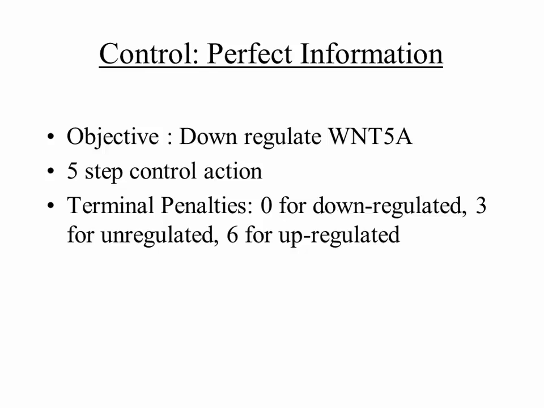And remember, terminal penalties, we said, we are going to assign in such a way that the bad states have high terminal penalties. Now, in this case, which are the bad states? Those are the states that have WNT5A high. Remember, because if WNT5A is high, that means the melanoma has a high chance of metastasizing. So we assigned 6 for when WNT5A is upregulated. We assign 0 for when WNT5A is downregulated, that's a good state. And 3 when WNT5A is unregulated. That means it's basically falling in the band around 1.